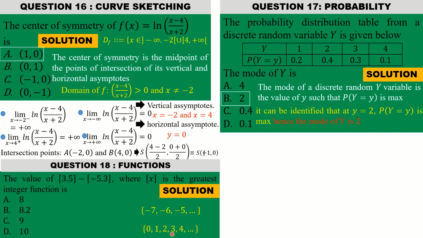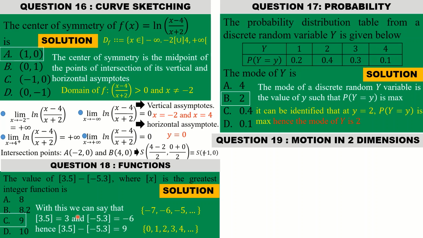Integers are positive and negative whole numbers. So the smallest integer less than 3.5 is 3. It means the greatest integer of 3.5 is equal to 3. So with that, we can say the greatest integer of 3.5 is 3, and the greatest integer of negative 5.3 is negative 6. So the difference between them is 3 minus negative 6, which is going to give us 9. So the correct response is C.